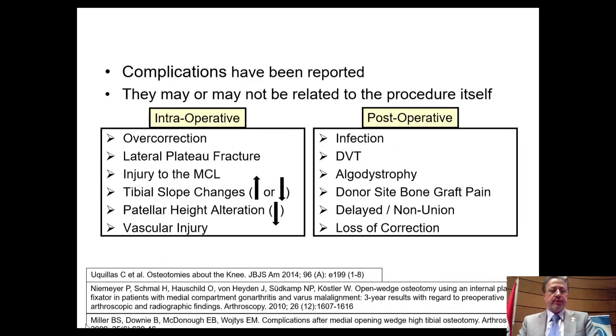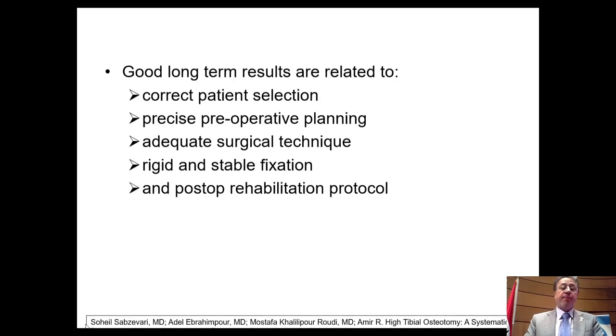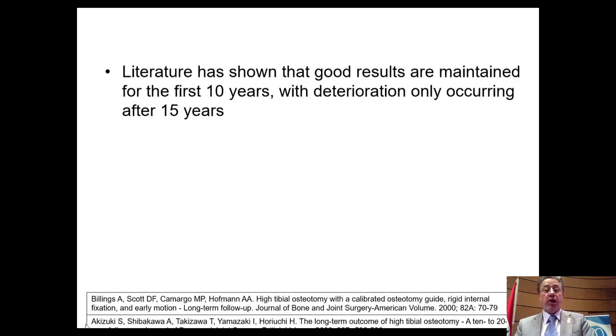The results, this is the most important. These are the complications, as you know: the overcorrection, the fracture of the plateau, the injury of the MCL, change of the slope and the patellar height. The most frequent complication is the irritation of the skin by the implant, since the plate is very superficial. Now, the good long-term results are related to the correct selection as recommended by the SSOS, a precise preoperative planning. This is very important, an adequate surgical technique, and a good fixation and early rehabilitation.